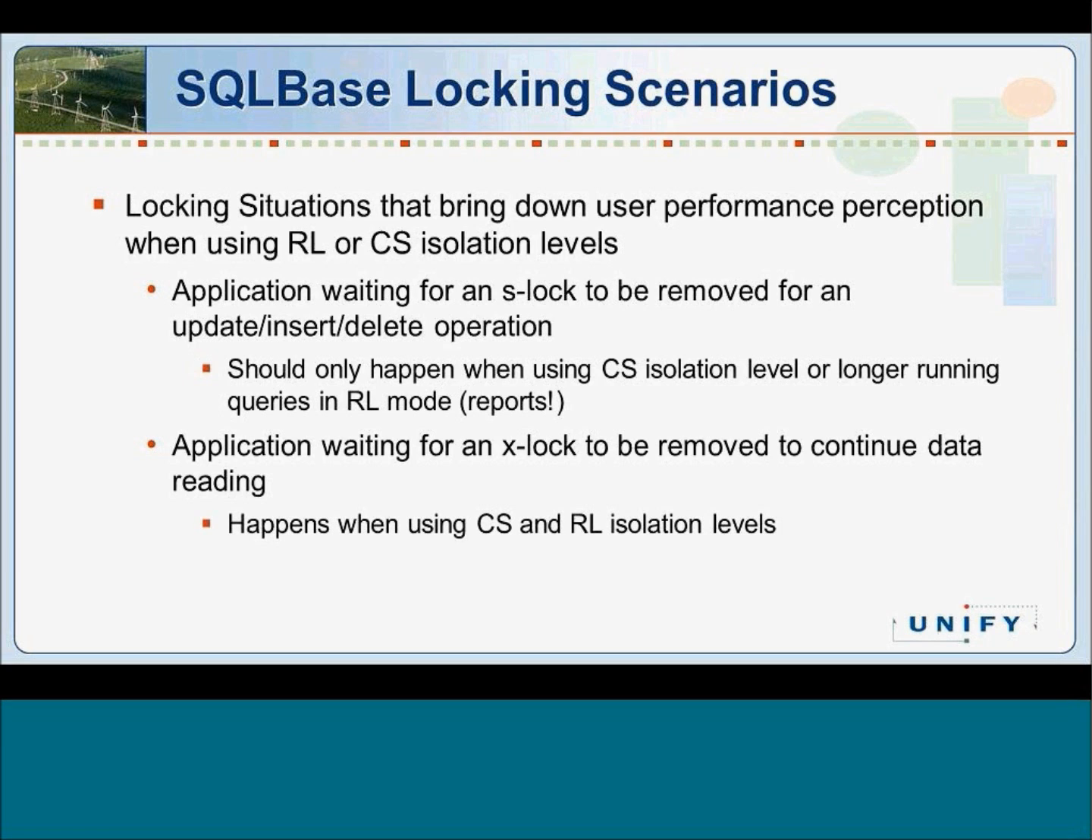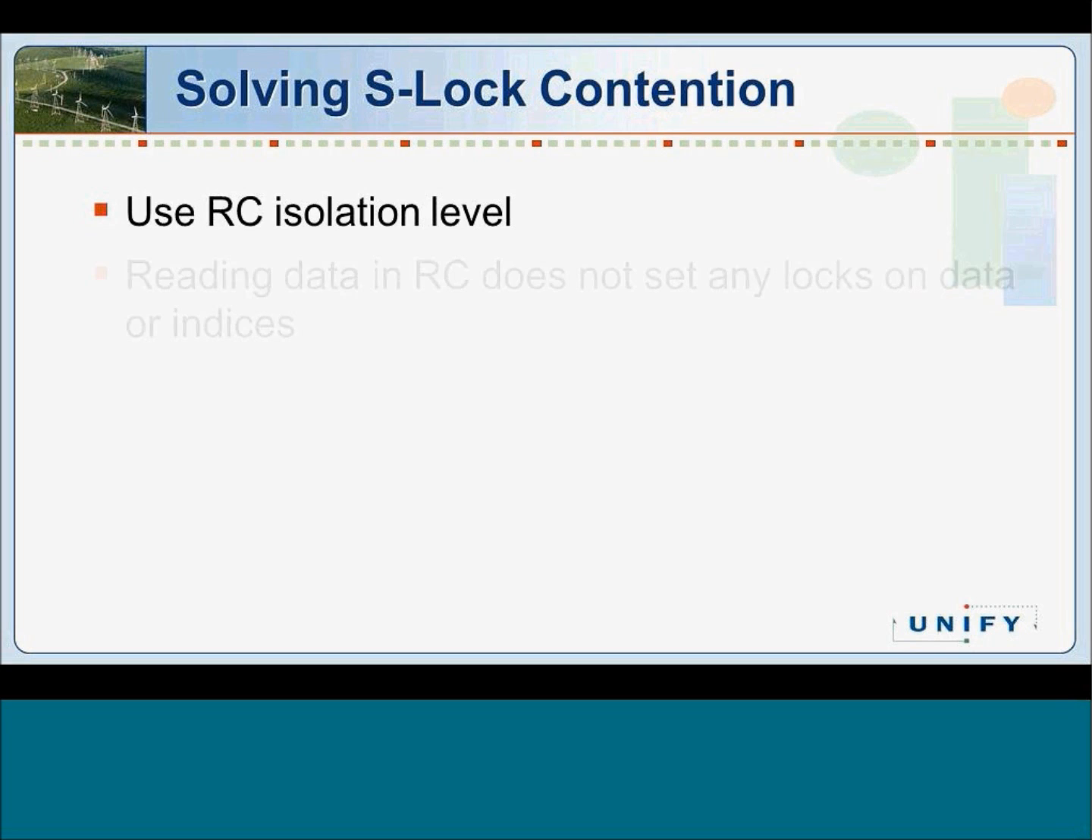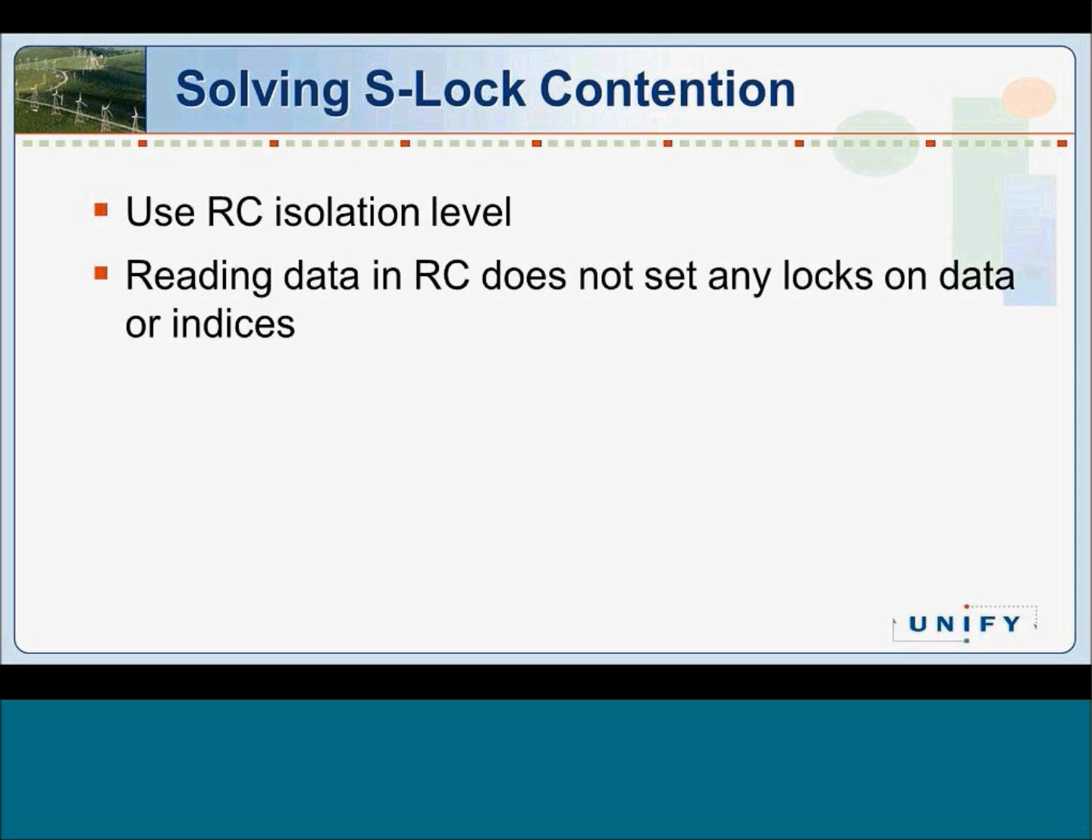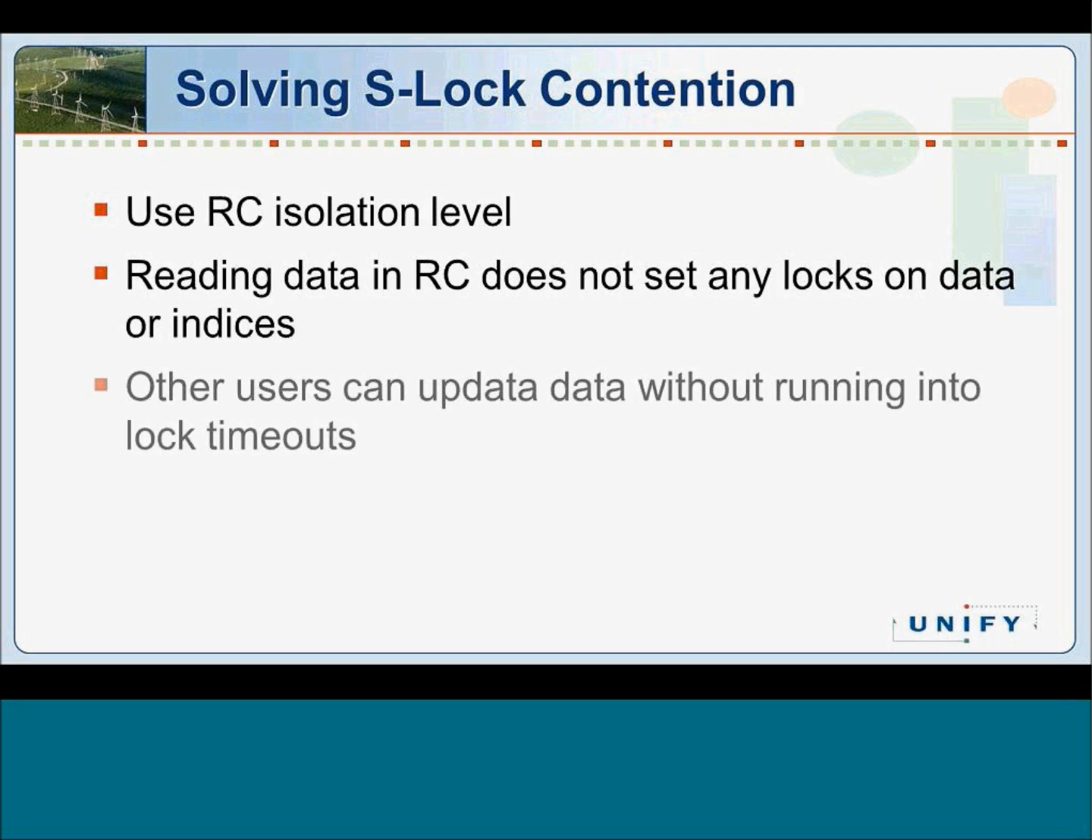So this all happens with CS and RL isolation levels. So how can you solve S-lock contention? Basically, our suggestion is to use the read committed isolation level. If you read data in read committed, no locks are being set on data or indices. So this is basically invisible to others, and has no effect on others that want to read or update data.